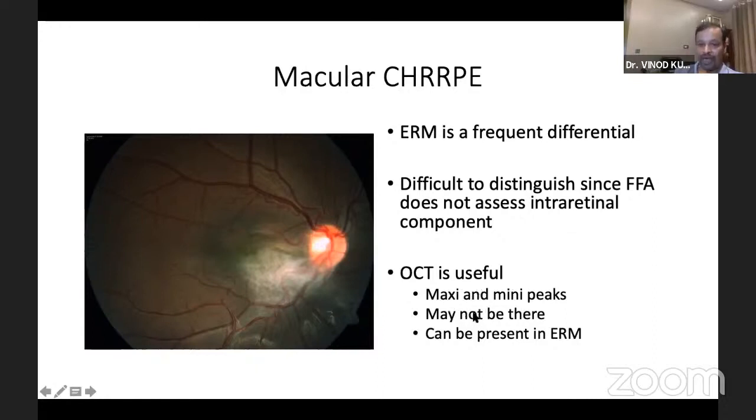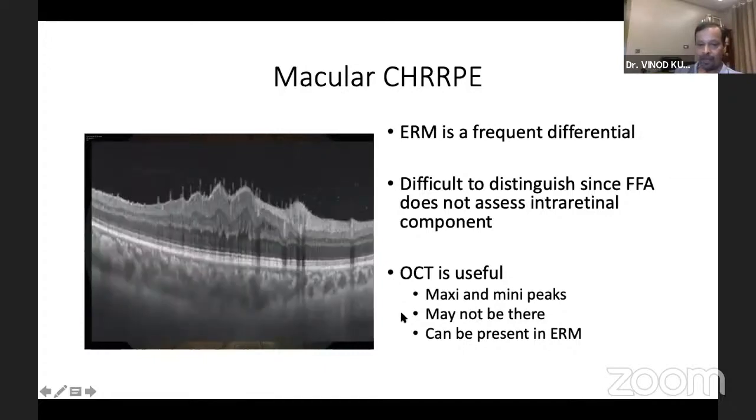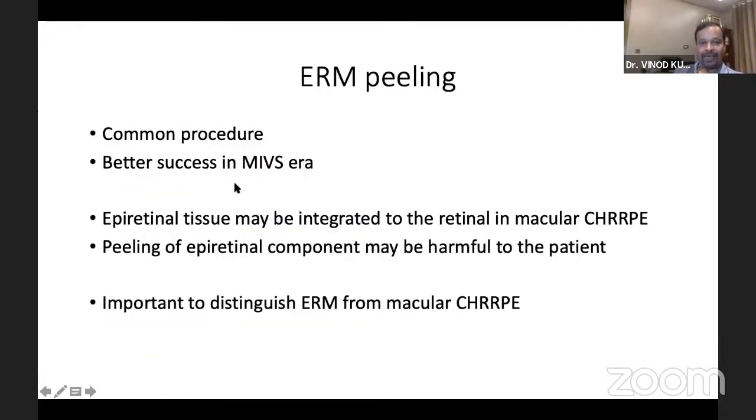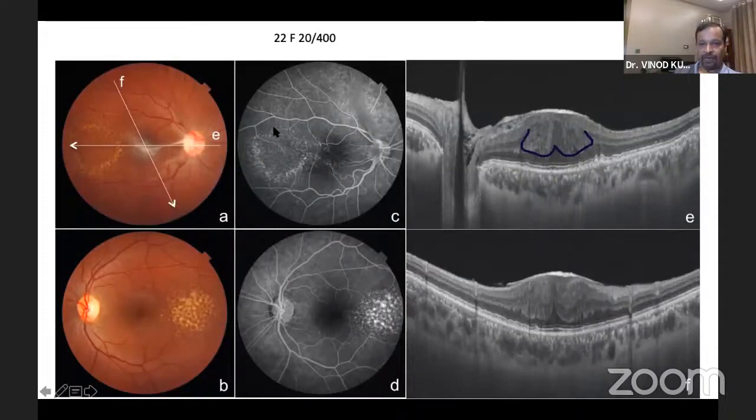OCT may be useful, as many signs like MEXI and mini peaks have been described, as you can see here, but they may not be there in all the cases, and these peaks can be present in patients with ERM. Now, ERM peeling has become a common procedure, especially in the MIVS era. So many people tend to operate on these patients, but results may be poor because at times the epiretinal component is integrated with the intraretinal component in these combined hamartomas. So we described this particular sign with which we can distinguish combined hamartomas from ERMs.